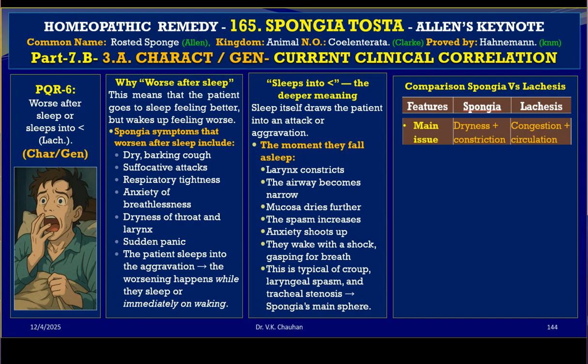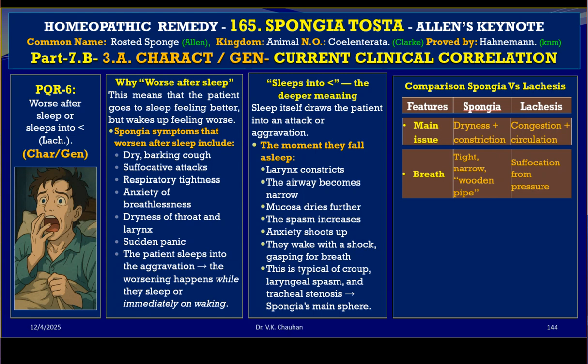The main issue for Spongia is dryness and constriction of the laryngeal area or upper respiratory tract. And here you will find congestion in circulation. Lachesis has congestion in circulation. And breath is tight, narrow, wooden pipe breath in case of Spongia, but you will find suffocation from congestive affection of the heart and lung in Lachesis. After sleep, there is a spasm of larynx in Spongia, but in Lachesis, circulatory aggravation is there.